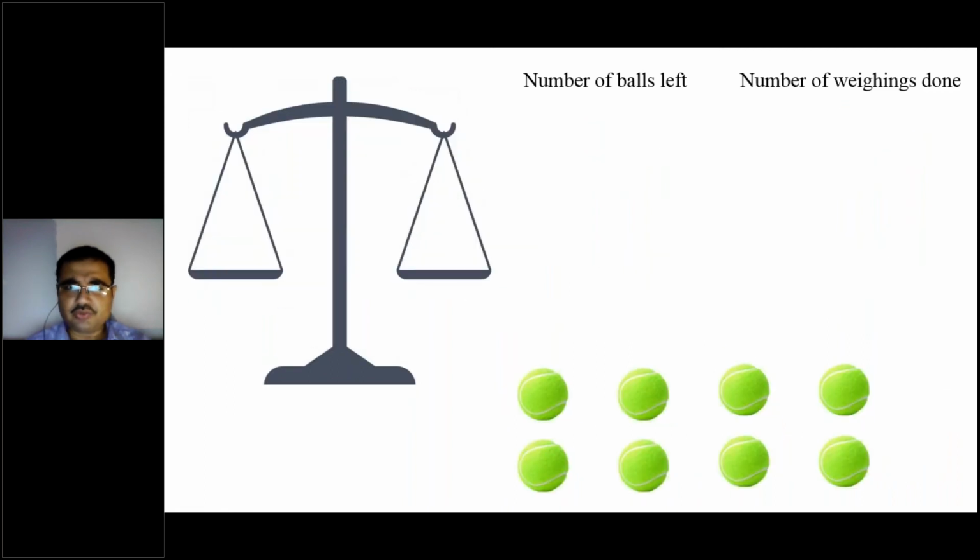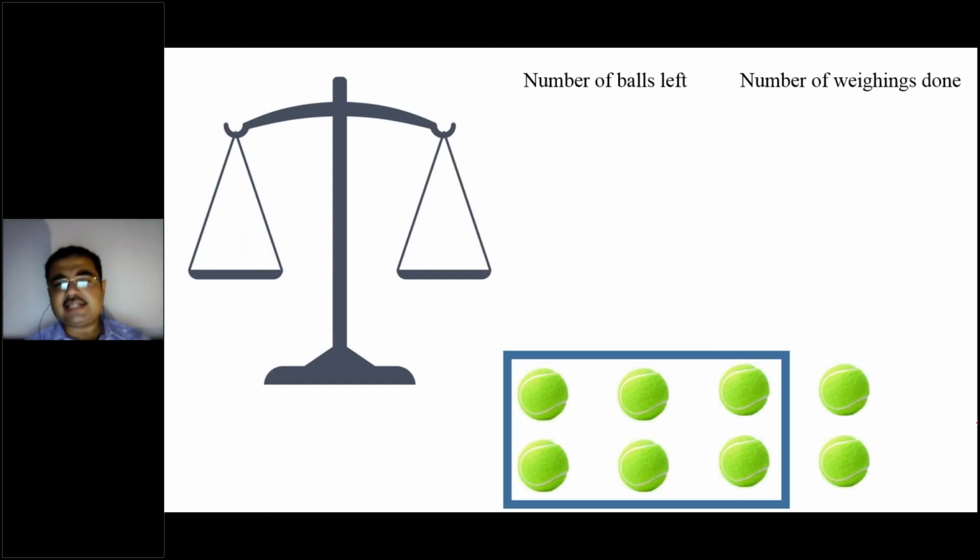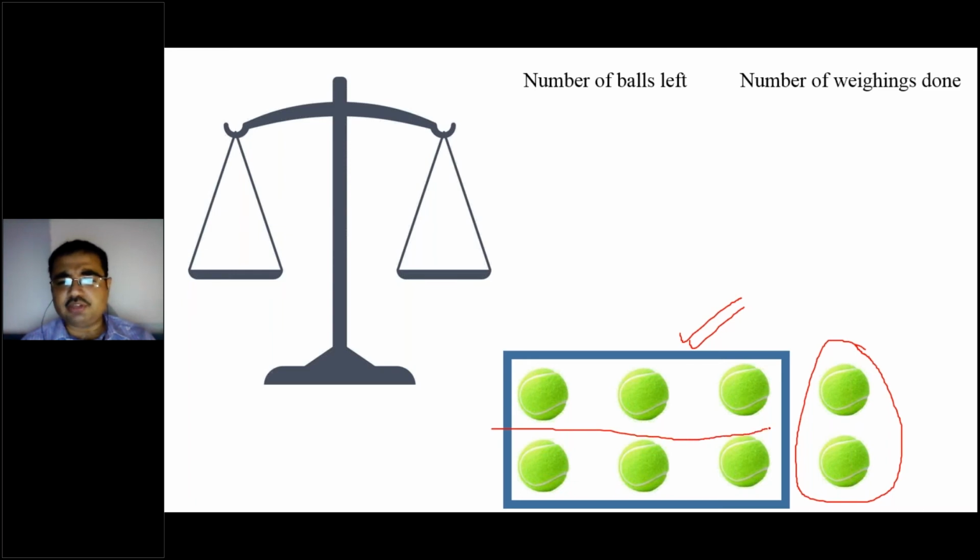See how we do. It is possible. We can do it in 2 weighings. 8 balls, the heavier ball can be detected in 2 weighings. Let's see how. I select 6 balls at a time. These 6 balls I select. I leave out these 2 balls for the time being. These 2 balls I leave out. I only deal with these 6 balls and divide them into groups of 3 and put them into the weighing machine. Let's see what happens.